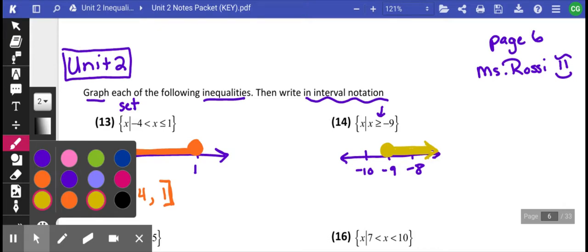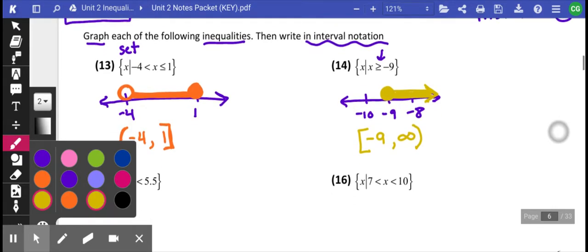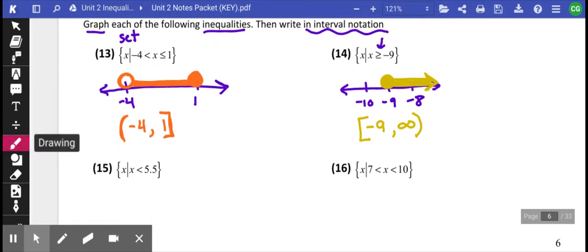So my interval notation, my lowest number being -9, and I'm going all the way to infinity. And remember, infinities always get a parenthesis. All right, I'm going to have you try questions 15 and 16 on your own.